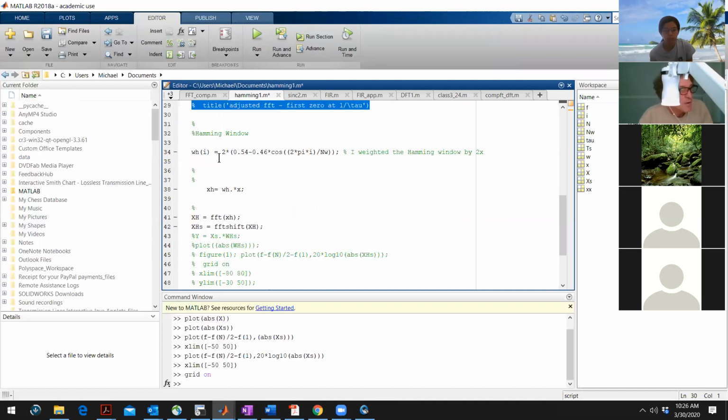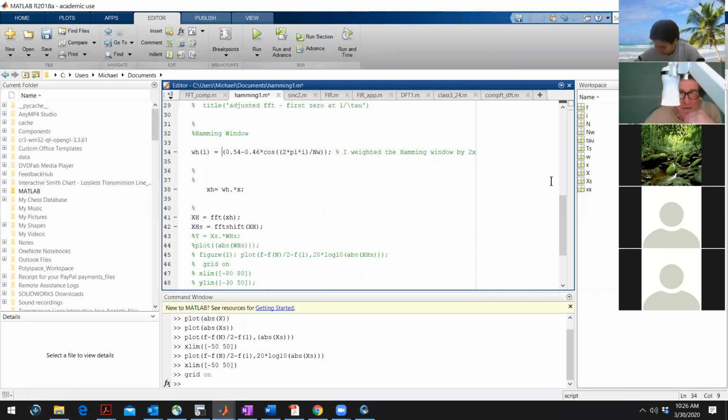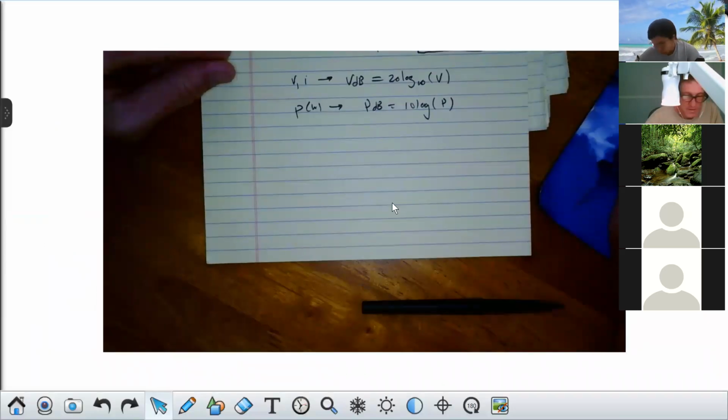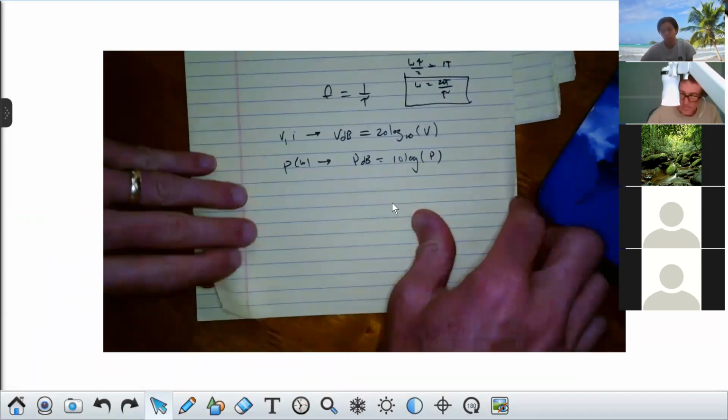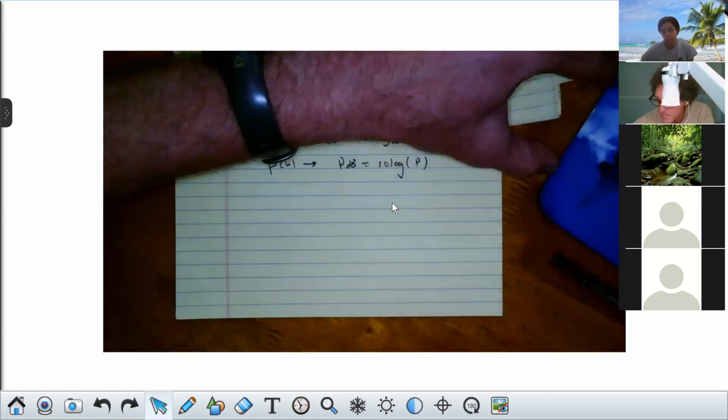Now I'm creating a window. All right, this is called a Hamming window. It's very, very important, and I'll explain here what a window does. I'm going to go back to my tablet and pop that camera up so I can explain it right here. I'm going to start with a new piece of paper, and hopefully this will make sense to everybody.